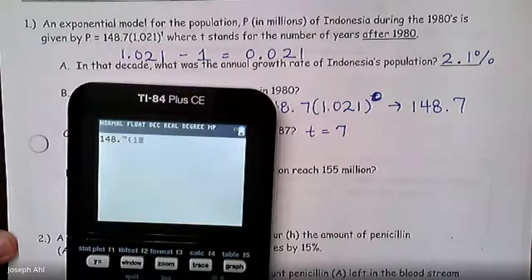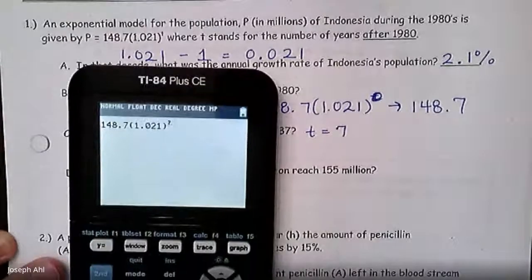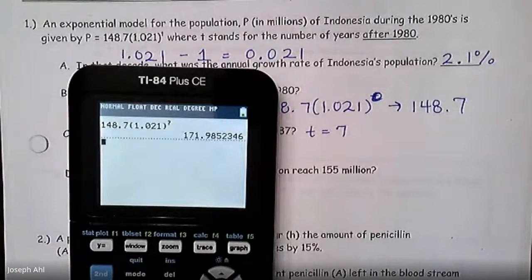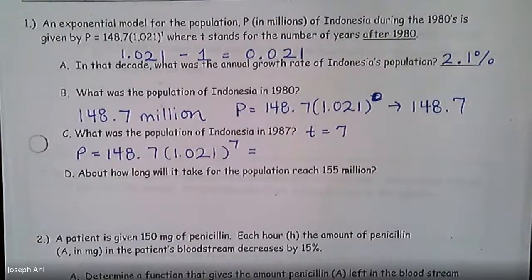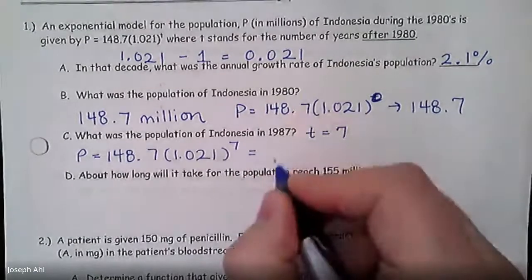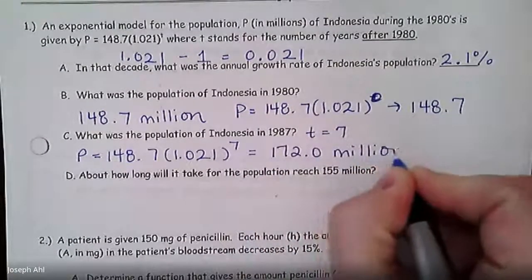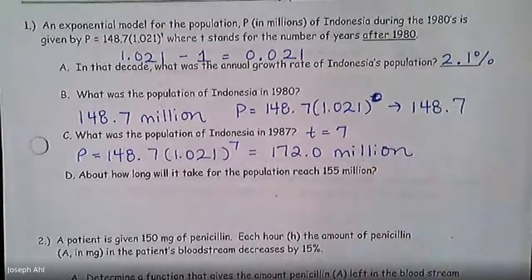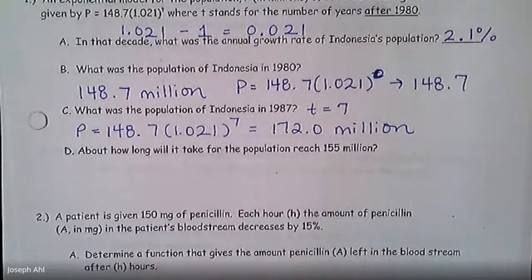148.7 times 1.021 raised to the 7th power is 171.98. So if we were going to round this to the nearest tenth of a million, I guess that would round up to 172.0. But that many million people is what we would expect according to the growth rate of 2.1% annually through the 1980s.